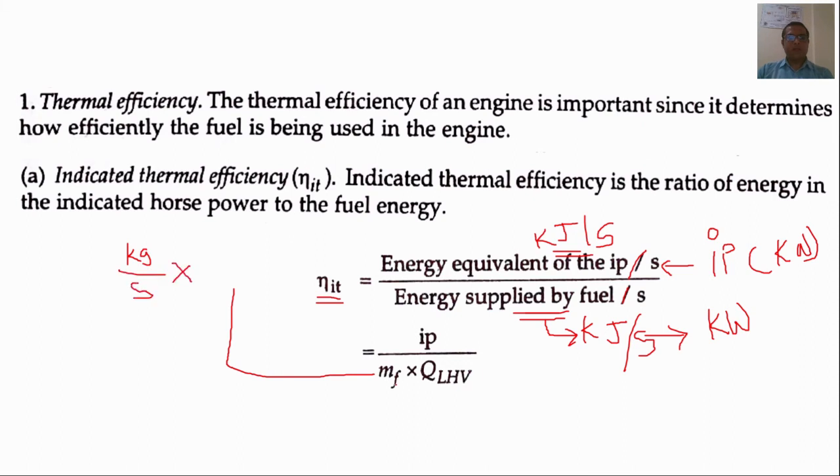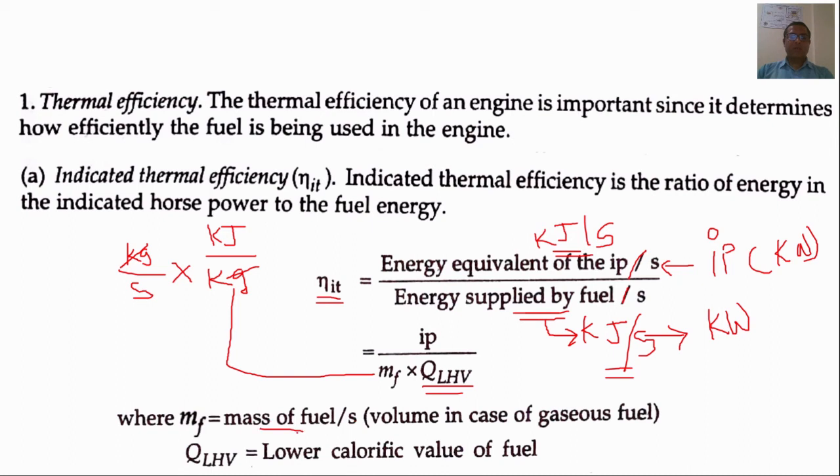Multiply by QLHV. It means lower heating value of the fuel, and it is taken as kilojoule per kg. And lower heating value of fuel means energy released by the combustion of the unit quantity of the fuel when water vapor is not condensed. As we know, the general definition of calorific value is energy released by the combustion of the unit quantity of the fuel is known as heating value or calorific value of the fuel. Now this kg cancel out, so finally remaining is kilojoule per second.